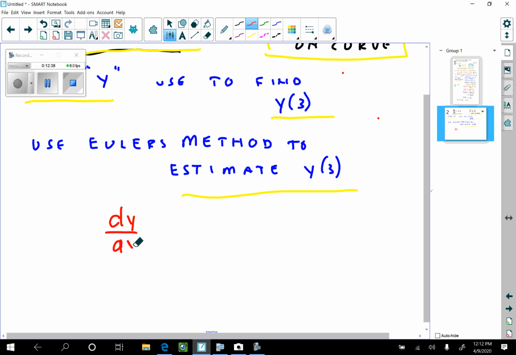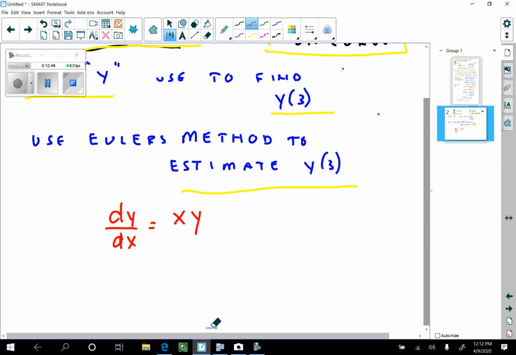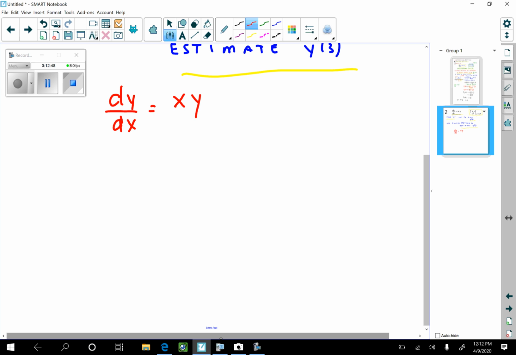I have this initial condition. It's equal to x, y. This is an easy one to separate. We did some of these. I think this was in December when we did this. So we're going to separate. We're going to put all the y stuff on one side and all of the x stuff on another side.